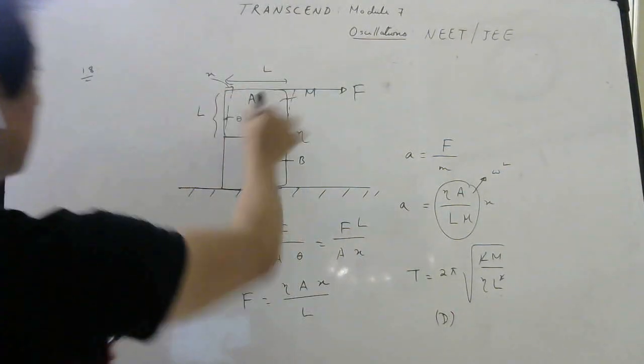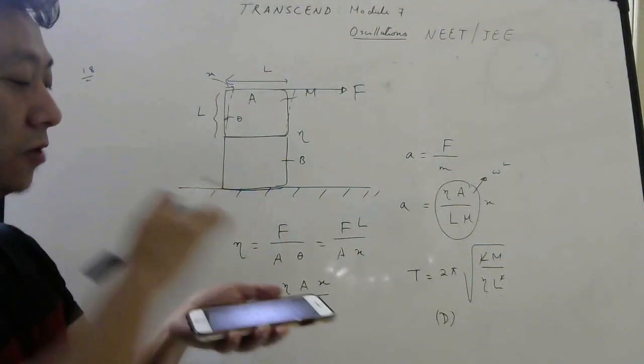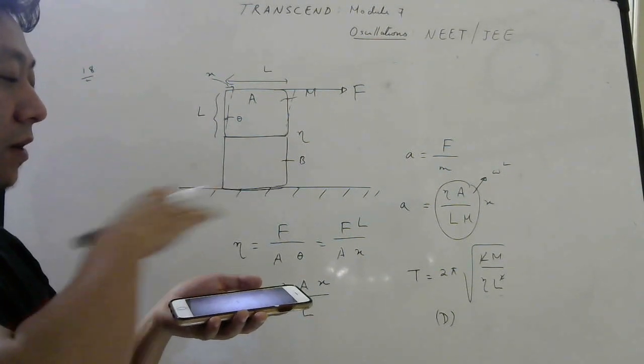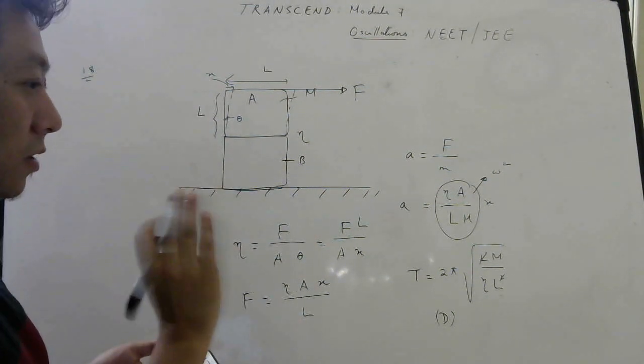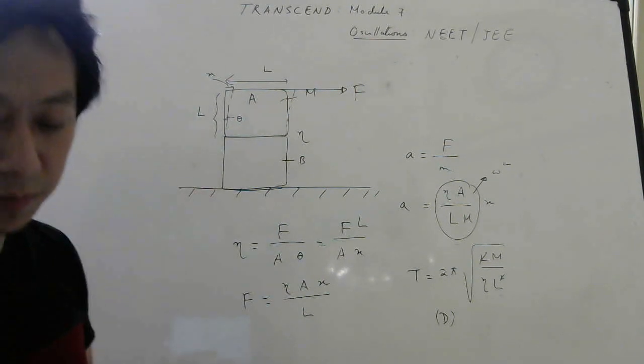So you can think of this as some jelly. If you take a jelly and apply a tangential force parallel to its surface and then leave it, it will vibrate, it will oscillate. And the period is what they asked.